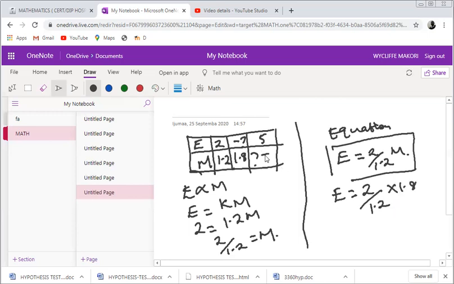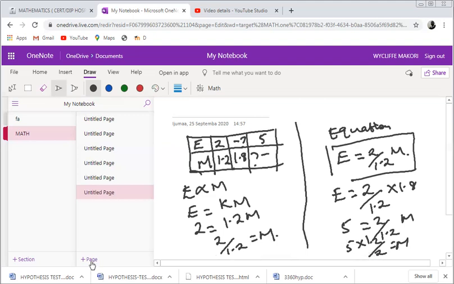In the other case, we are determining the value of M when E is 5. Therefore, you come just here where we have E, because it is known as 5, which will be equal to 2 over 1.2 M. Therefore, 5 times 1.2 over 2 will give us M. I've just multiplied by the reciprocal of this so that I can remain with M on this side. And that is going to be the answer.